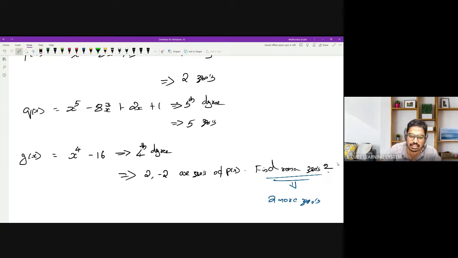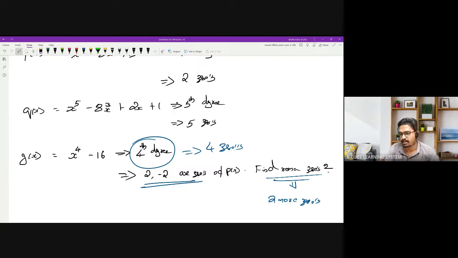Since its degree is 4, 4 zeros will be there in total. In the question, only 2 zeros are provided, 2 and minus 2. So there are 2 more zeros that we should find out. Clear, everyone?